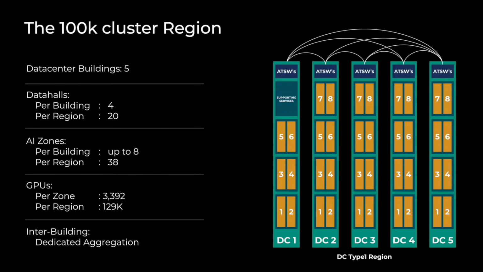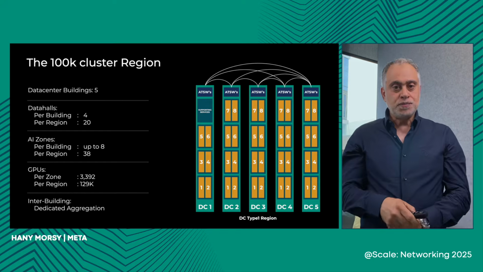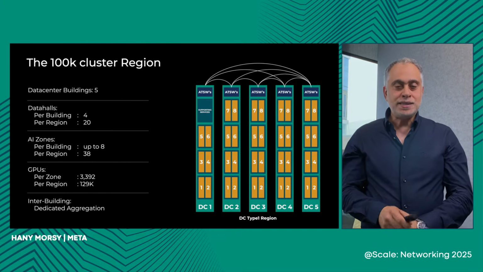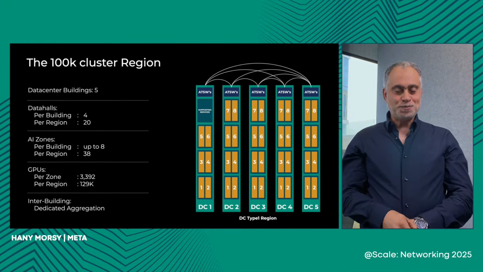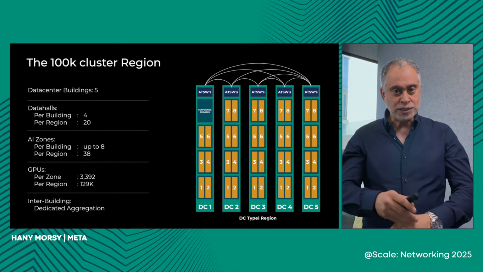Similar to the 24K cluster, we cram 2 AI zones per data hall. As we see in the drawing, buildings 2, 3, 4, and 5 are fully populated with 8 AI zones each. Building 1, however, has only 6 AI zones, with 1 data hall dedicated to support and services. Examples of support and services would include storage servers that feed the dataset to the GPUs. So in total here, we have 38 AI zones in this region.